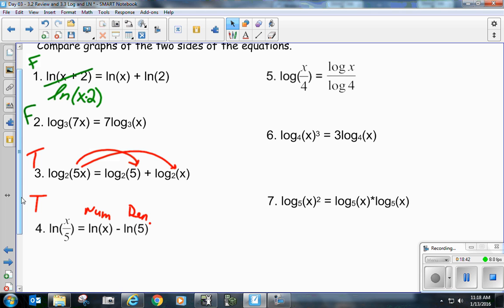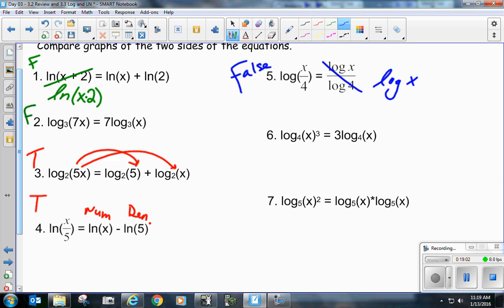Number 5. False. You can't just distribute the log on top and the bottom. That is false. Absolutely false. What would have to be on the right side to make it true? Log x minus log 4. You got it. And because that's base 10, and we know it because there's no number there, we don't have to write base 10 here. We just know.